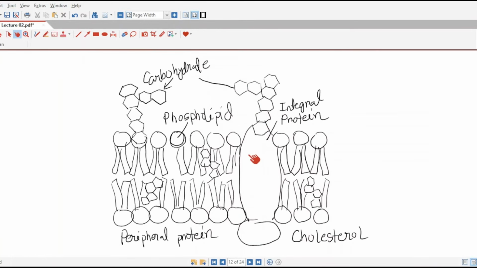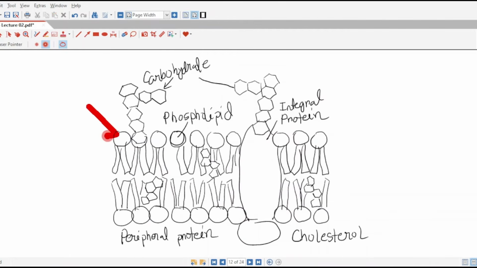Sometimes you need to identify different structures from this membrane. First things first, you see that it has a bilayer. This is a layer and this is a layer. This bilayer is made up of phospholipid. The head is made up of phosphate and the tails are made up of lipid. The head is hydrophilic, that means it will attract water. The tail is hydrophobic, that means that it repels water.